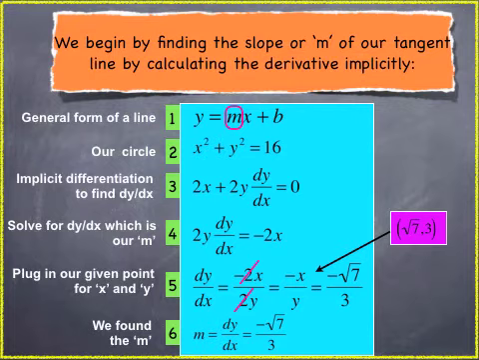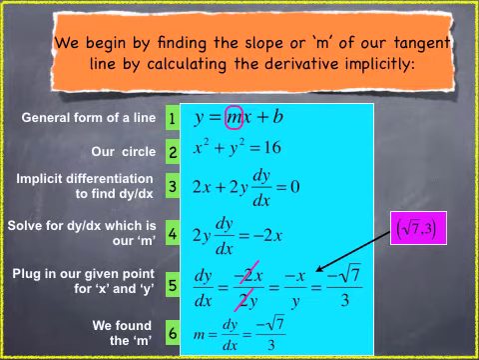Okay, so in item 4, we start to rearrange our equation in item 3 by bringing the 2x to the right side of our equation, and then it becomes negative. In item 5, we divide both sides by 2y, and we cancel the 2's, so we're left with minus x over y. But remember, we want to know not just a general derivative of the function, but we want to know specifically what the slope is at that point.